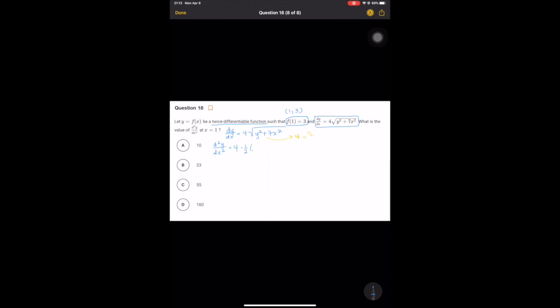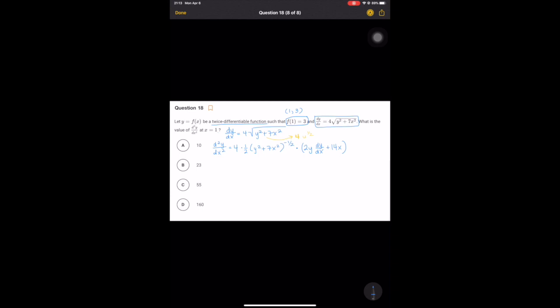In parentheses, keep the inside. Inside stays the same, remember? And subtract 1 from the exponent. So 1/2 minus 1 is negative 1/2 times, don't forget, the derivative of the inside. Okay, so here we go. The derivative of y squared is 2y. Don't forget the dy dx. Plus derivative of 7x squared, that's 14x. Okay, and all of that goes in parentheses there because it's all being multiplied.